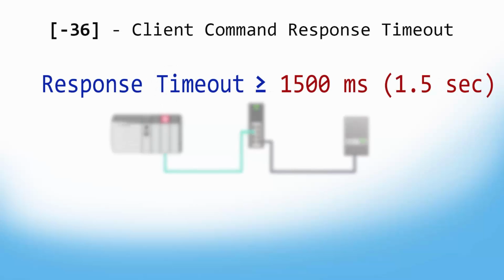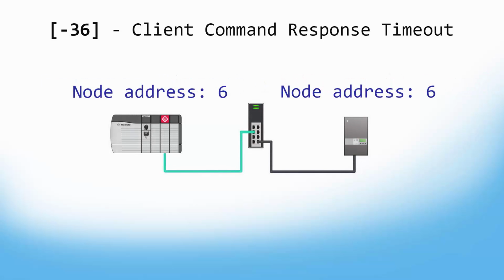Also, even though we're using Modbus TCP, some devices still use a slave address. Getting that address wrong will also cause an error -36.